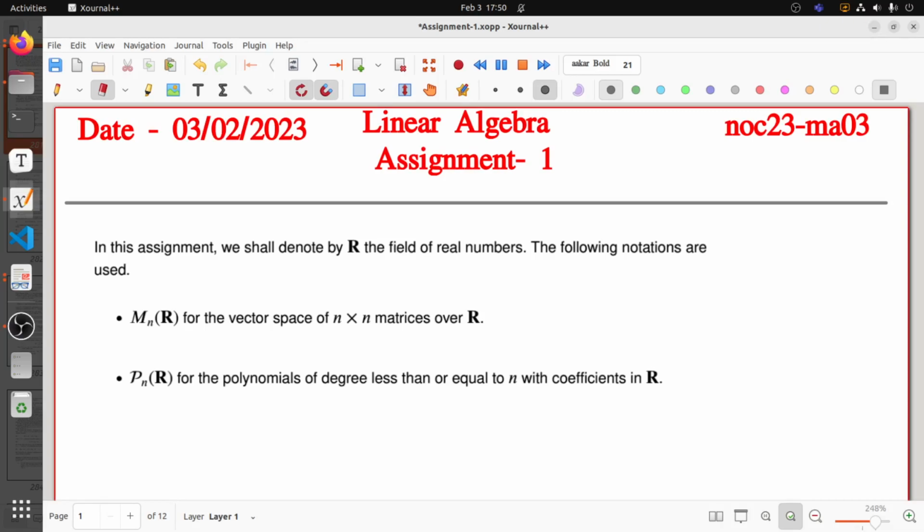So what is P1 plus P2? We know P1 plus P2. Write it down just now. P1 plus P2 of X will be A0 plus B0 plus (A1 plus B1)X plus (A2 plus B2)X squared plus (A3 plus B3)X cube.